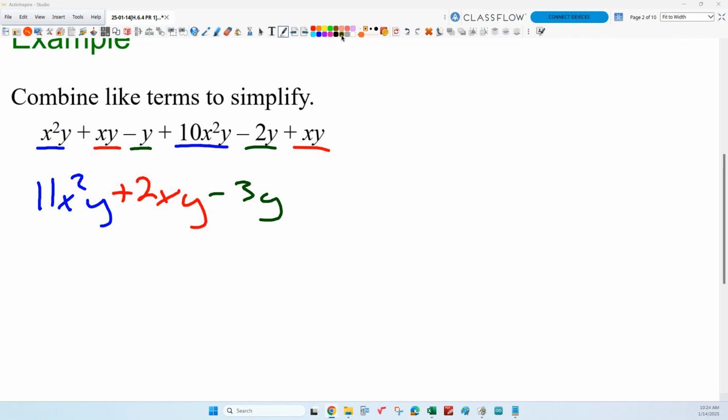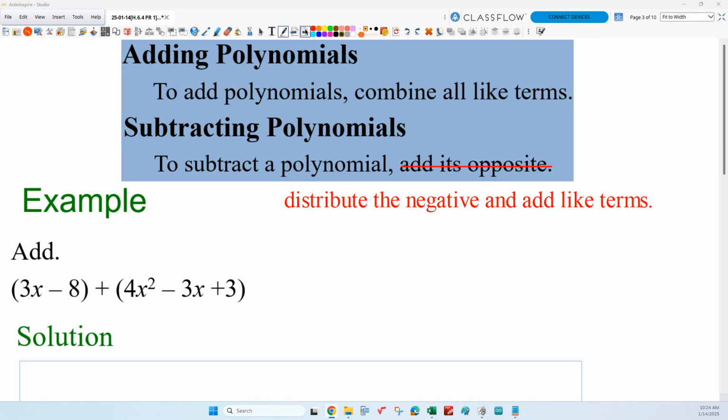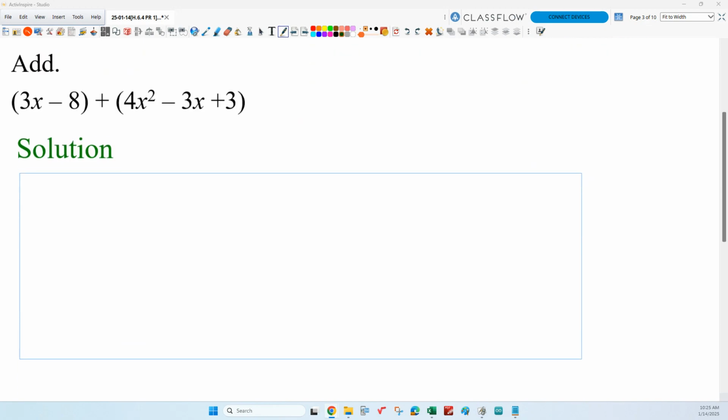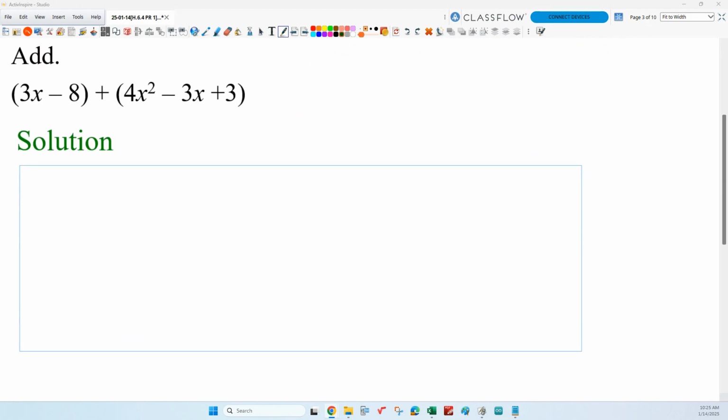When we add polynomials, it is literally just combining like terms. Subtracting polynomials is essentially the same thing. The only difference is that when you're subtracting, you need to distribute the negative sign and then combine them. That's it. The best way to approach this is to always try to eliminate grouping symbols and then combine like terms.